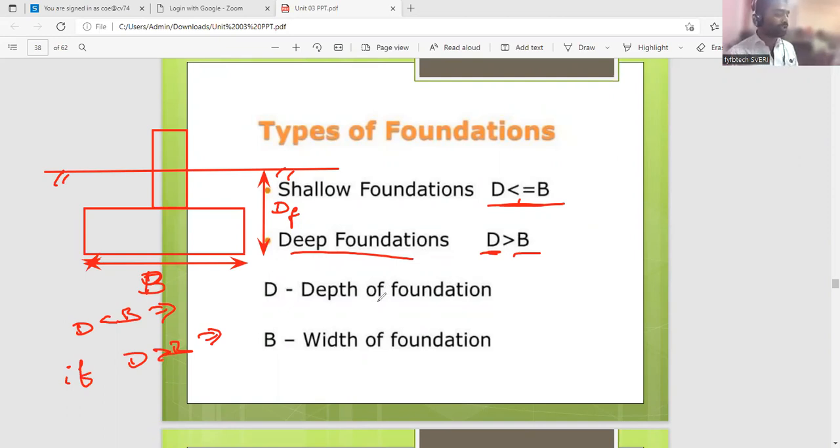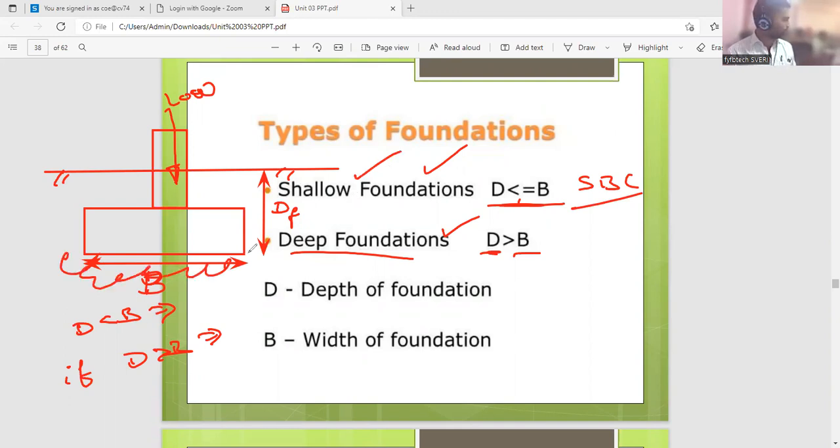When we provide a shallow foundation, the SBC, the safe bearing capacity of the soil, is good or high, and the load coming on the foundation is low. If the SBC is good and the load coming is small, then we can prefer the shallow foundation. If the soil is weak, meaning the load bearing capacity of the soil is less, then we go for the deep foundation by giving some treatment to the foundation. We studied this in the last class, correct?